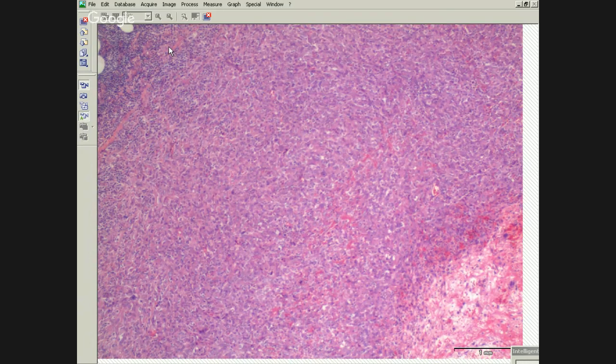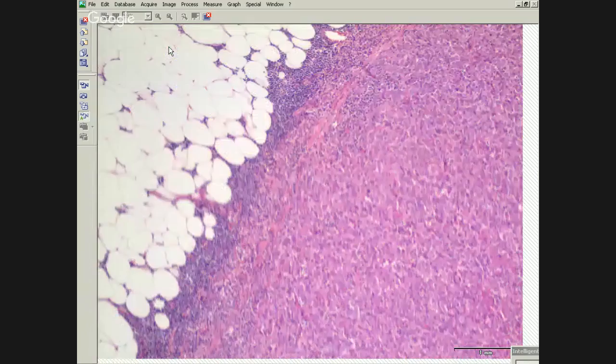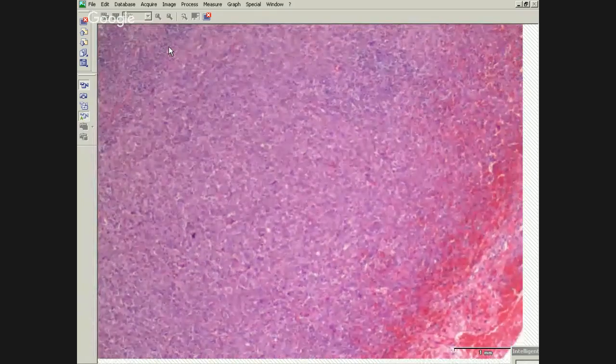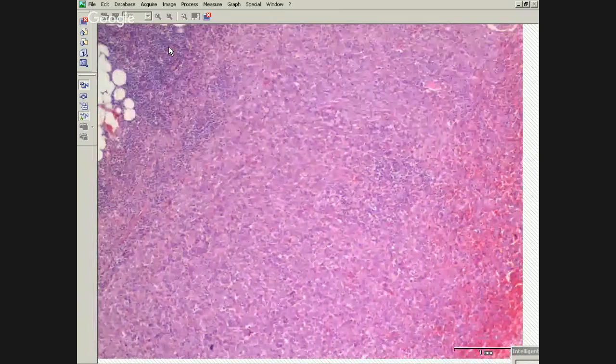So again, this one I'm showing mainly just to show a range of features that mesothelioma can show. So this one again was positive for calretinin, WT1, CK5/6, and D2-40, and was negative for the glycoprotein markers and TTF1. So this would be again an example of an epithelioid mesothelioma. This one showing a more solid type of growth pattern.